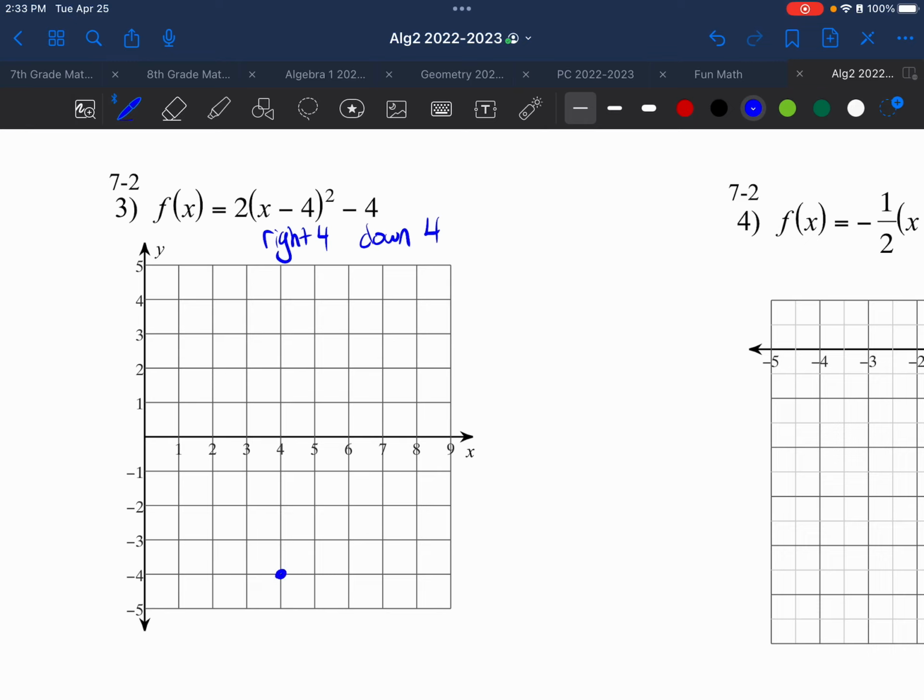And then normally the pattern is go right 1, up 1, right 1, up 3, right 1, up 5. But because we have this multiplier by 2, our new change is going to be right 1, up 2, right 1, up 6, right 1, up 10. So right 1, up 2, right 1, up 6. Is that going to be off the grid? It's going to come up here to 4.